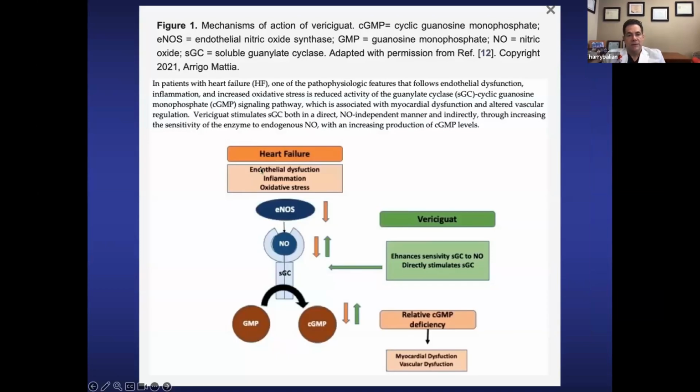And again, looking at the mechanism, in heart failure you have endothelial dysfunction and inflammation, and Verquvo overall enhances nitric oxide and cyclic GMP, and causes vasodilatory properties, smooth muscle relaxation, and heart failure improvements.